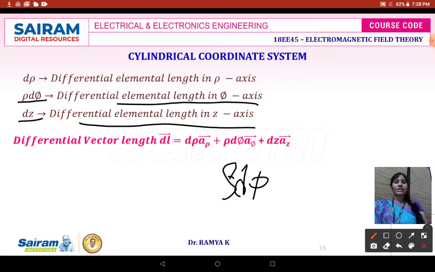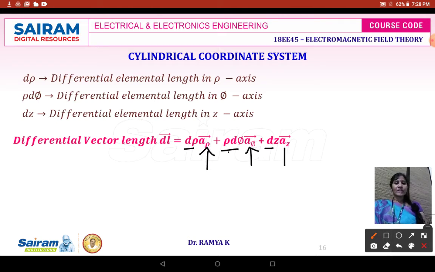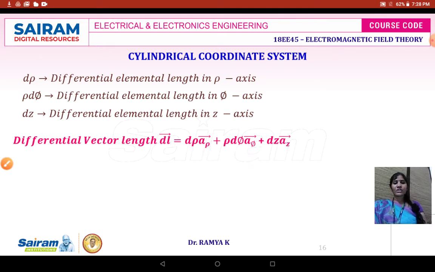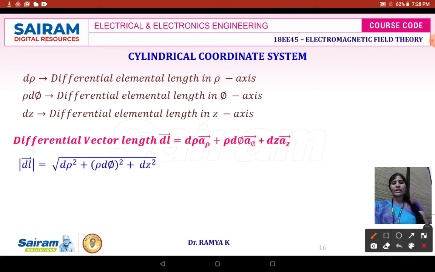So dl is equal to the total vector length. dl is equal to d rho in the a rho vector, rho d phi in the a phi vector, dz in the az vector. It is your differential elemental length. The magnitude of the differential length can be identified as d rho the whole square, rho d phi the whole square, dz square.